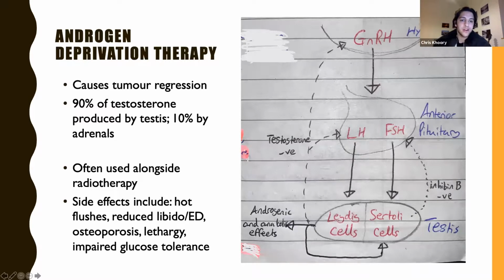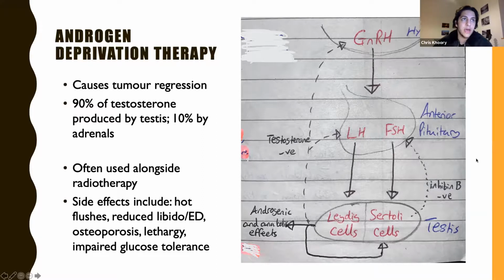Androgen deprivation therapy is another type of treatment used for prostate cancer. The aim with ADT is to cause tumor regression. Around 90% of testosterone in the body is produced by the testicles and 10% by the adrenals. It's often used alongside radiotherapy, but there are some side effects in keeping with the changes in the hormonal balance in the body. So it's important to understand the gonadal axis on the right that I've drawn out there.